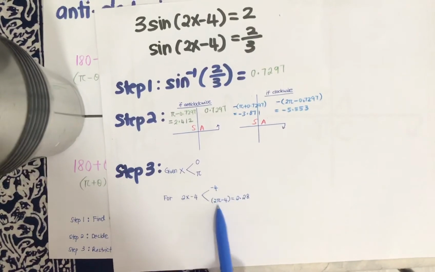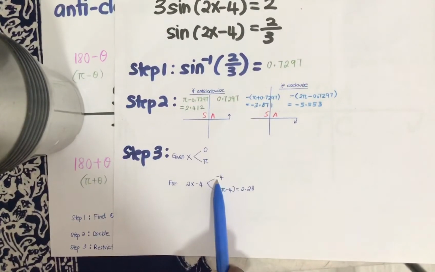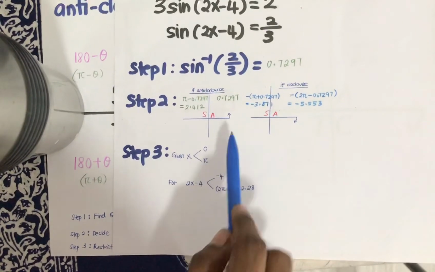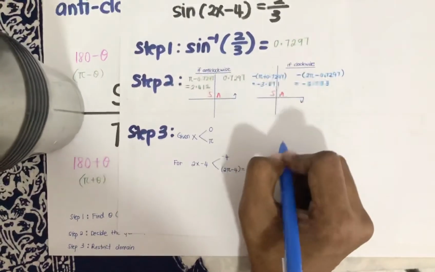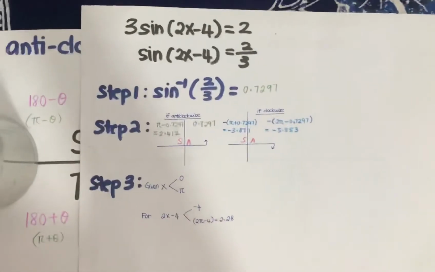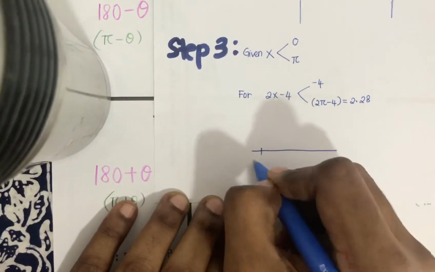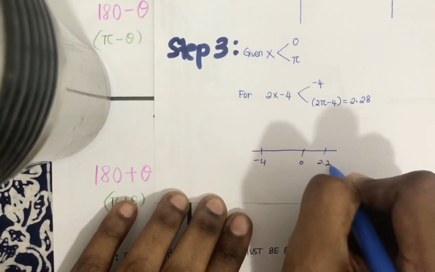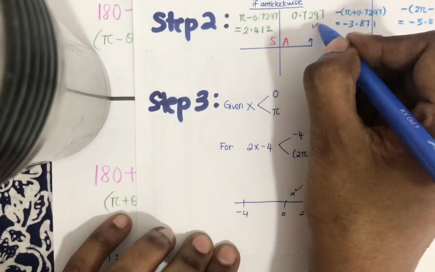Now this is where you can play around for the two charts. So let's check. You need solution from negative 4 to 2.28 now. Let's check. Is 0.7297 lying within this interval? So your negative 4 is here. Let's say your 0 is here and your 2.28 here. So 0.7297 is fine. So you can take this.